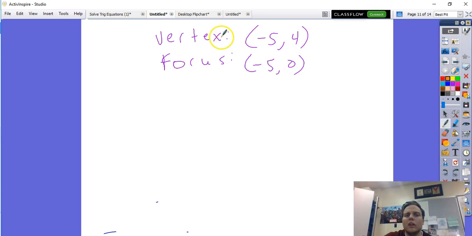Alright, let's try another problem together. All right, this one, we have a vertex and we have a focus again. So right off the cuff, you should be saying, oh, we know the vertex. That means we know H, we know K. Oh, and we know the focus. That means we know that K plus C is equal to 0. Well, I know that K is 4, so I can say 4 plus C is equal to 0.